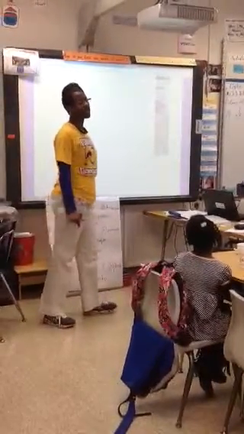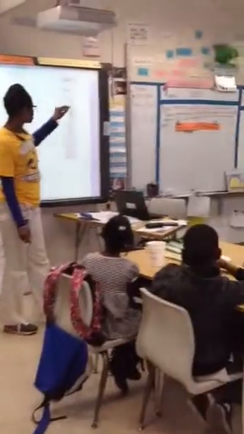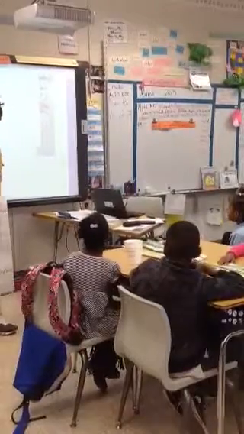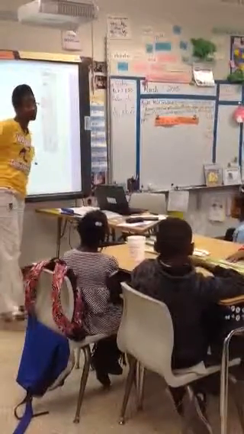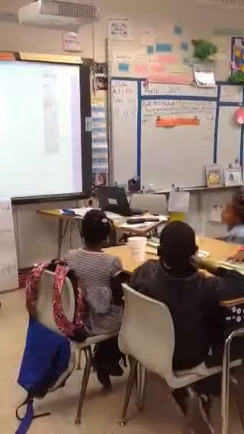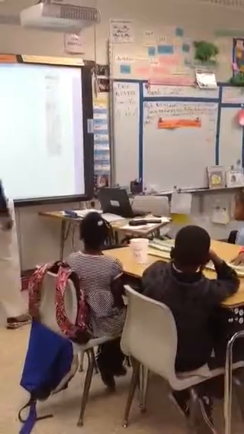Okay, we're going to continue talking about polygons, and our standard for this section is Math MCC G1. Recognize and draw shapes having specified attributes. Now, what are attributes? Shape. You tell us about them? Shape. Okay, we're going to start off with math talk.